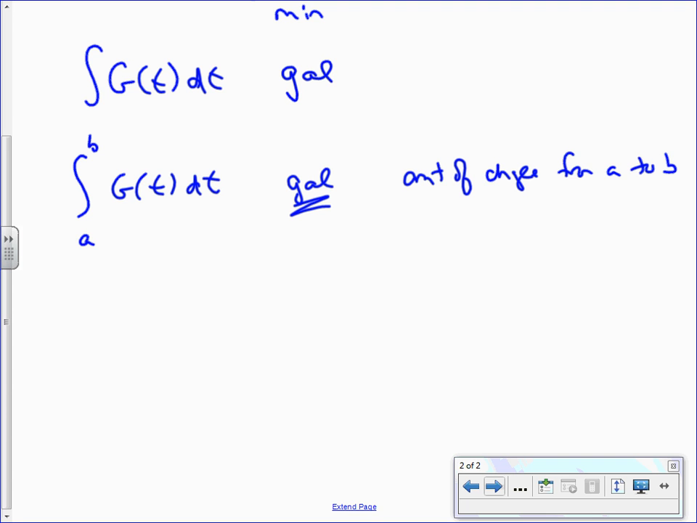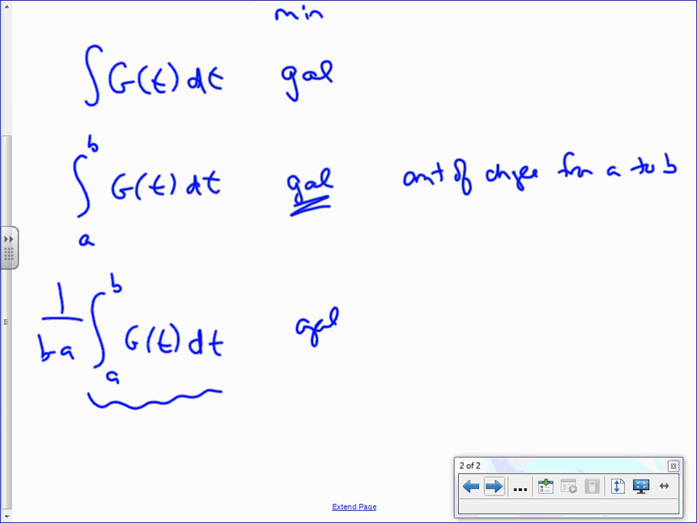Okay. All right. This one. 1 over B minus A, the integral from A to B of G of T is going to be gallons. This is gallons, and it's going to be divided by minutes, so gallons per minute. And this is the average value of G, gallons per minute. How did the gallons change and the average value of G, gallons per minute?